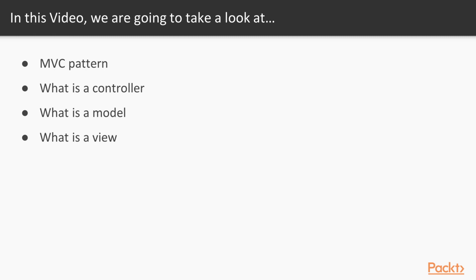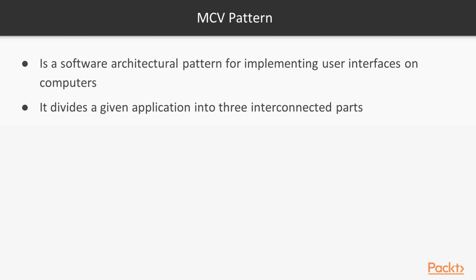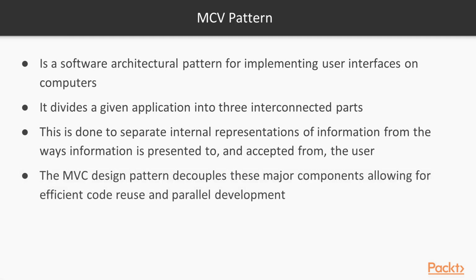We will be looking at the MVC pattern, what a controller is, what a model is, and what a view is in that pattern. So MVC is a software pattern for implementing user interfaces on computers, so programs that implement user interfaces. Applications that are written according to that pattern divide an application into three interconnected parts. This is done to separate the internal representation of information from the ways information is presented to and accepted from the user. The MVC design pattern decouples these major components, allowing for efficient code reuse and parallel development.